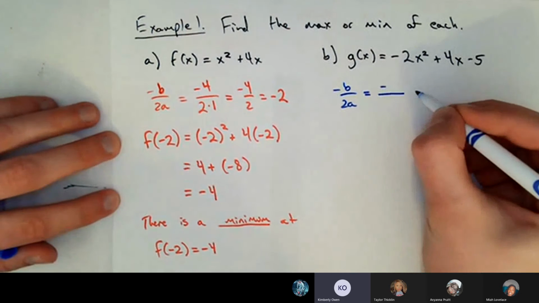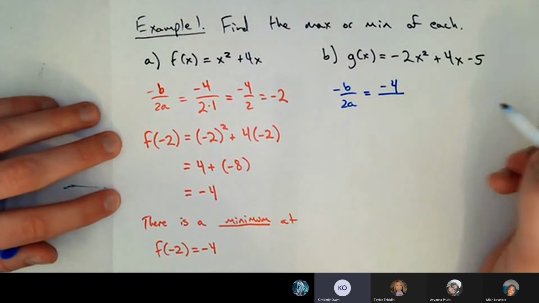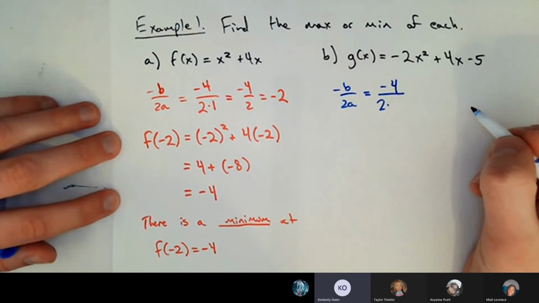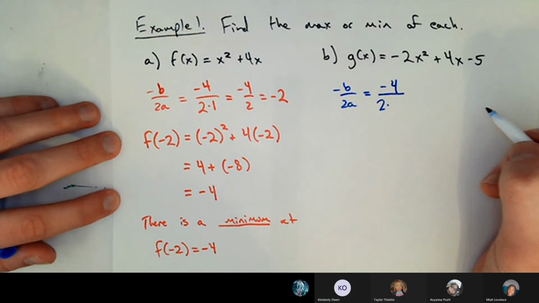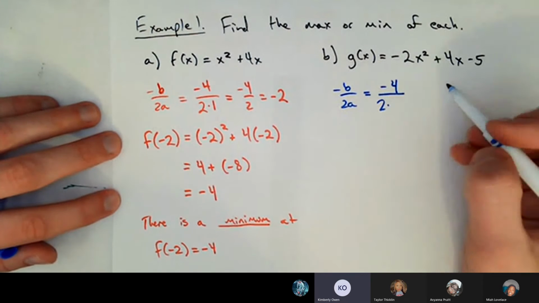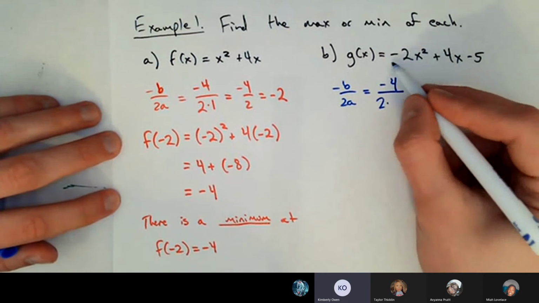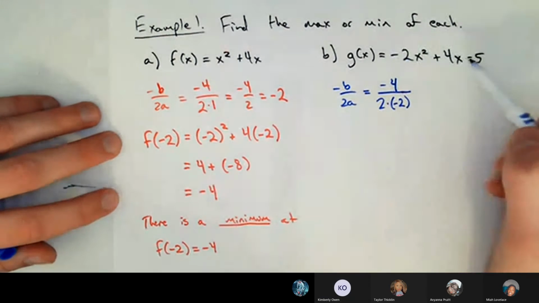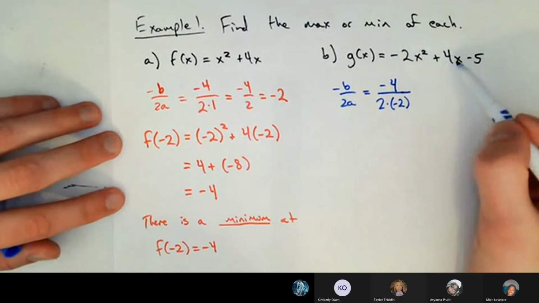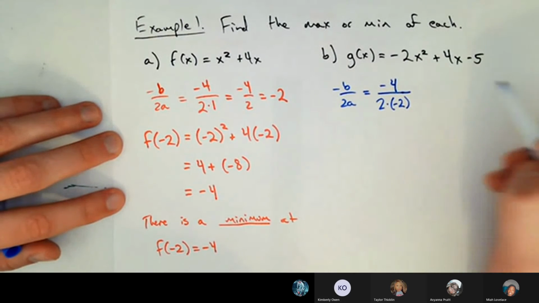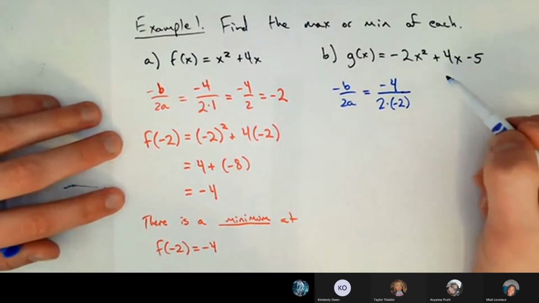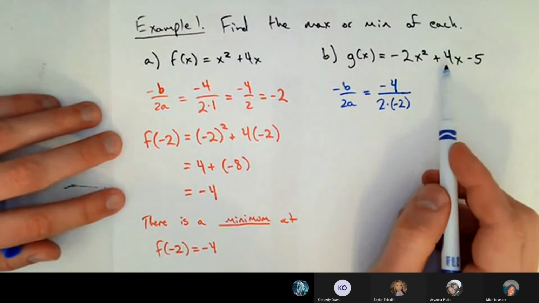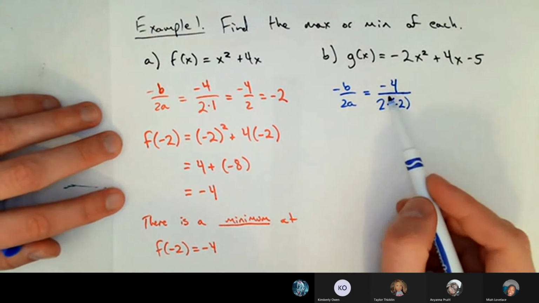Negative b would be negative 4, and then a would be, would it be 2? It's the leading coefficient here. So negative 2. Yeah. So a and b and c are just coming straight from the coefficients in the function, and you keep their sign. Whatever their sign is stays. So it's not that this 4 was positive, so I'm flipping its sign.